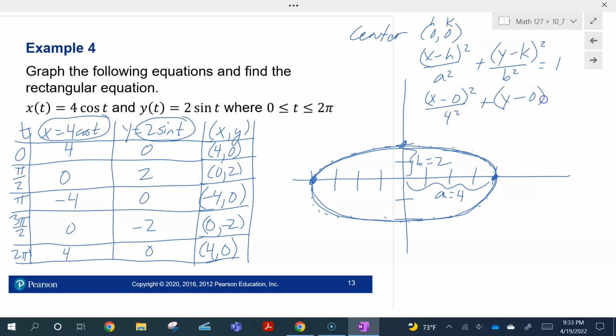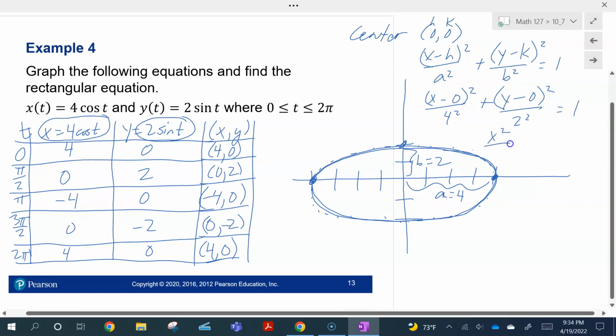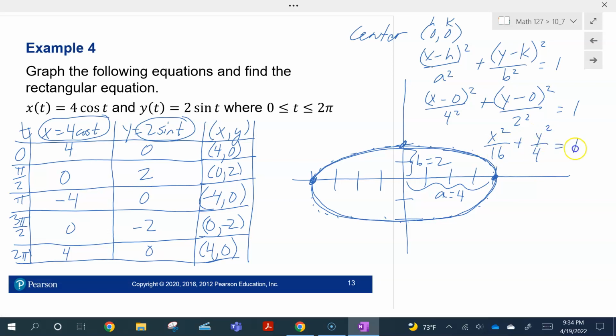K is 0, again centered at the origin. B is 2. So we got x squared over 16 plus y squared over 4 equals 1. This is our rectangular equation for this ellipse. And I didn't put the orientation.